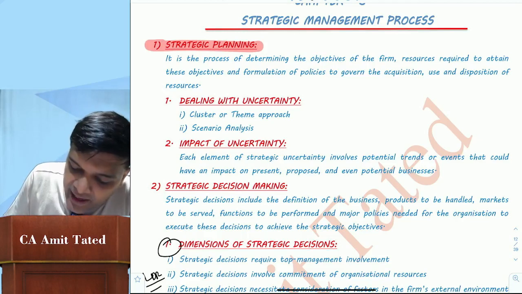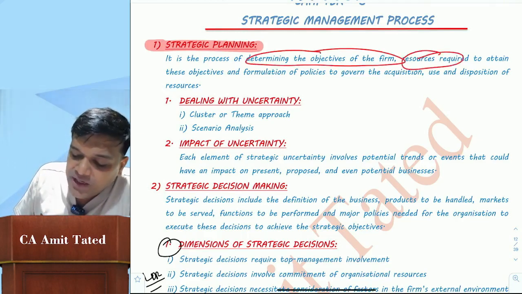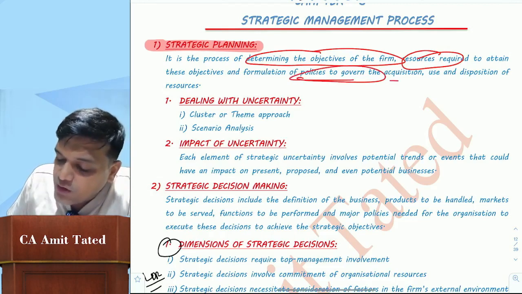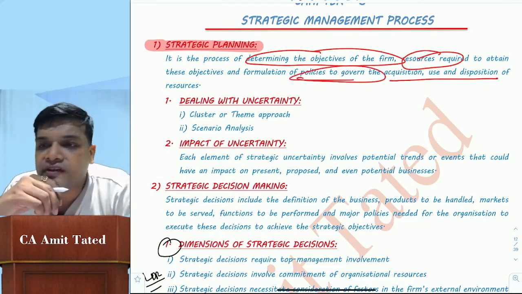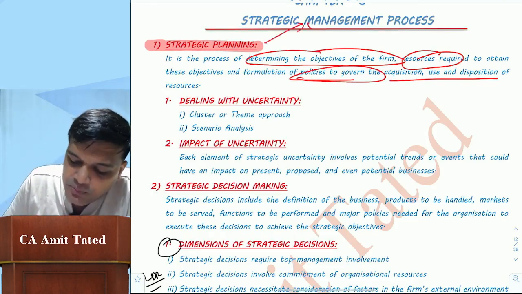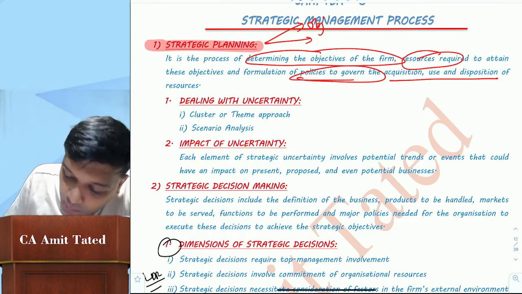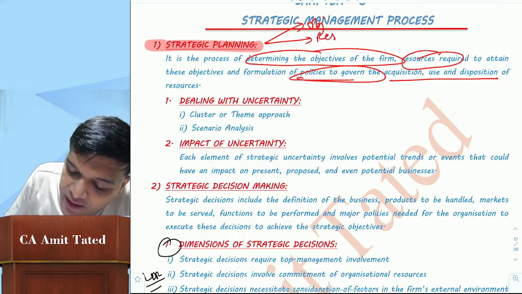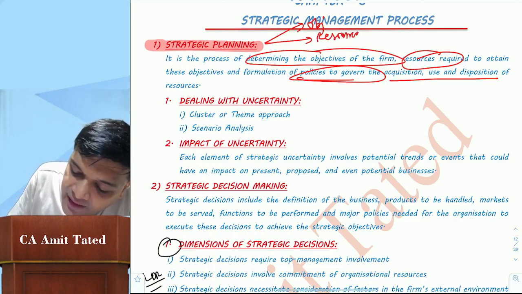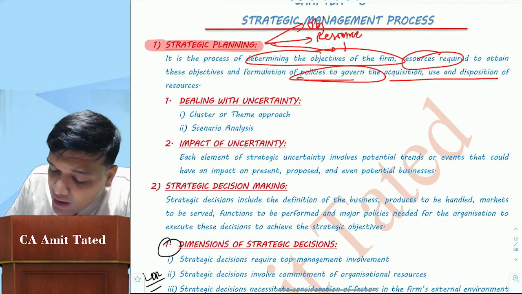So in strategic planning, I will determine the objectives of the firm. What are the resources required to attain these objectives, and the policy for using or disposing of these resources? For example, what are the objectives of your firm? First point, set objectives. What is the meaning of planning? Setting objectives. Second point, what are the resources required for achieving this objective? We'll focus on that, and how these resources will be used, disposed of, or acquired, the policy on that.